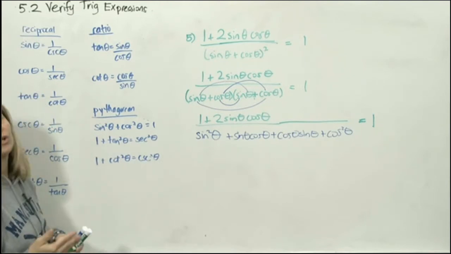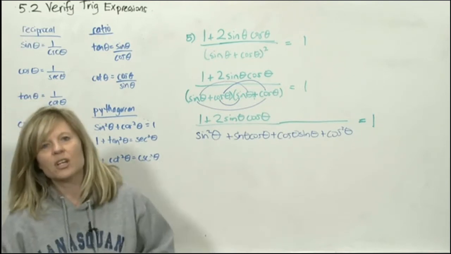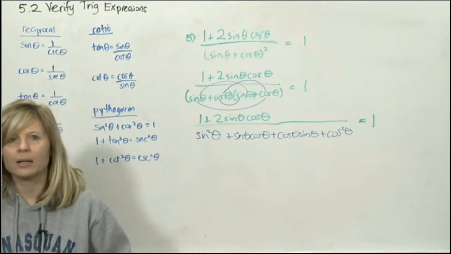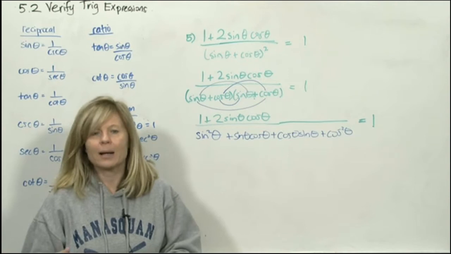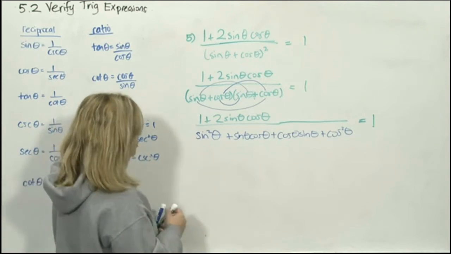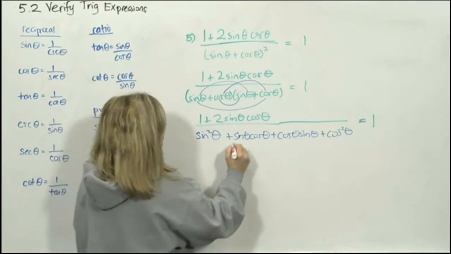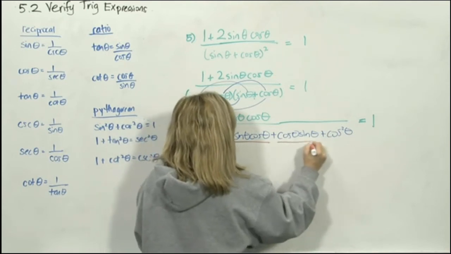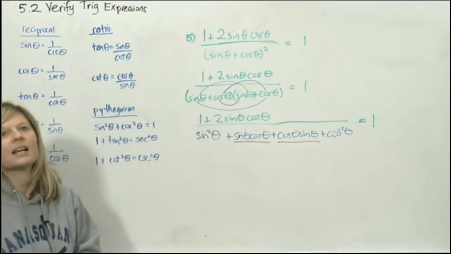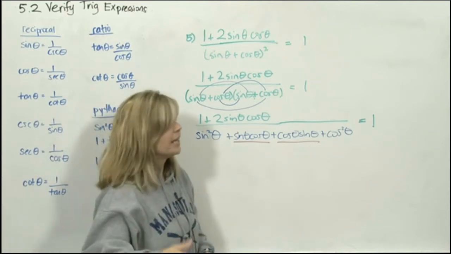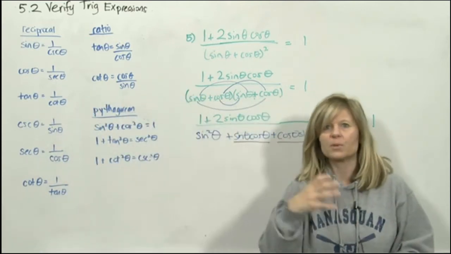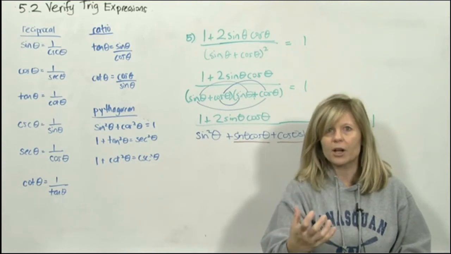Well, you guys know when you do FOIL, first, outer, inner, last, the outers and the inners should combine. Either they'll cancel, because one's positive and one's negative, or you'll be able to add them up. So let's look at our outers and inners. Sine theta, cosine theta, plus cosine theta, sine theta. Now somebody's going to tell me, well, Ms. Black, they're not like terms. Sure they are.